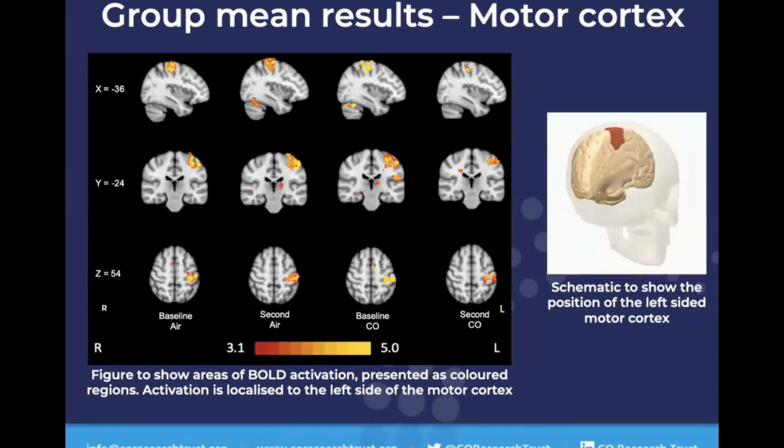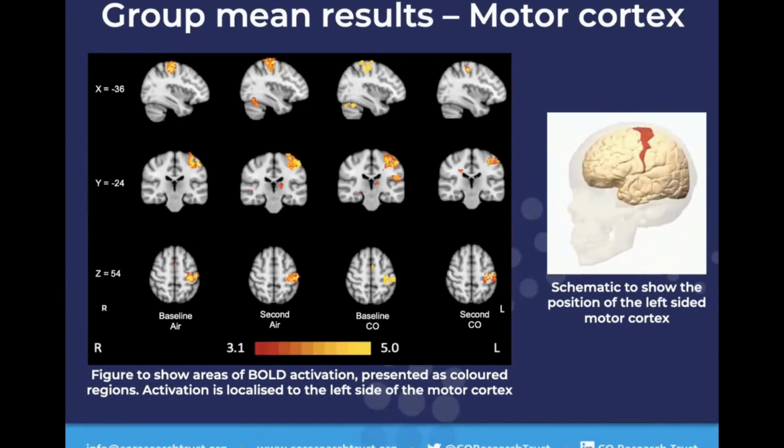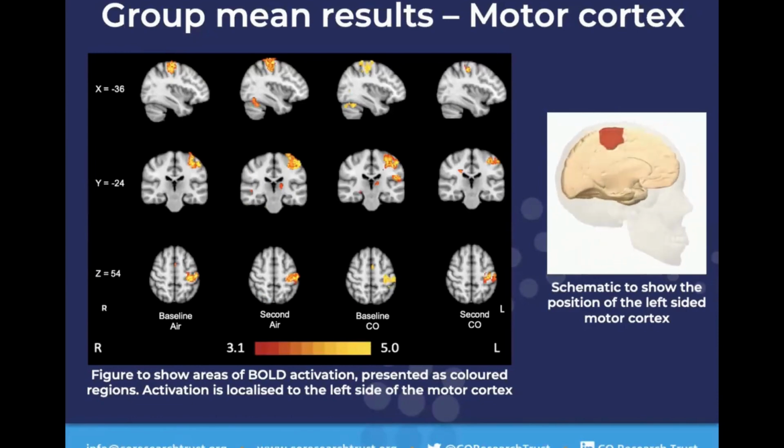Whilst this region was again activated consistently in all the scan types, we can see a big reduction in signal in the post-CO scan type compared to all of the others.